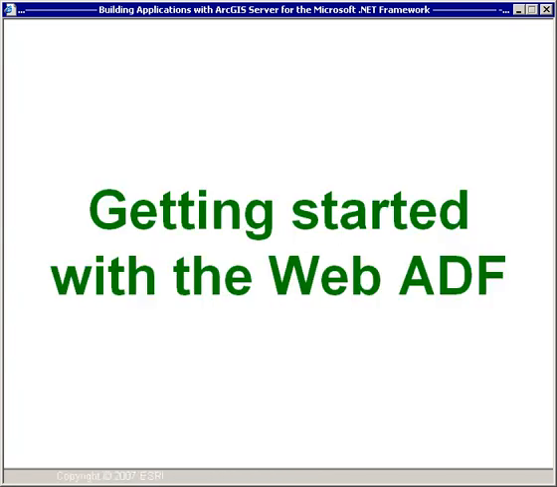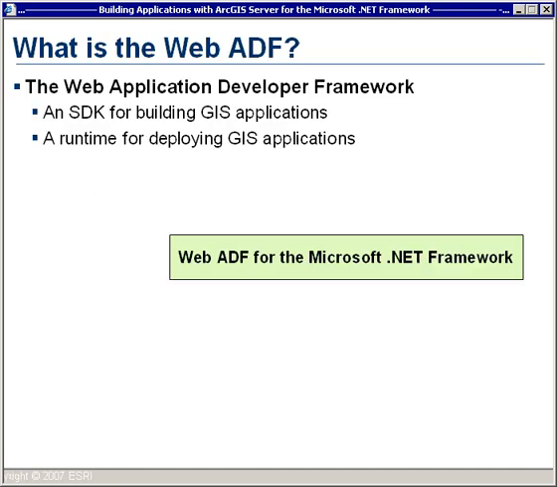So what is this Web ADF? The Web ADF stands for Web Application Developer Framework. It's two things. It's an SDK for building GIS applications, and it's a runtime for deploying those GIS applications. So with the Web ADF, it comes with a set of components that you could use in Visual Studio for building your web app. And then when you're ready to deploy it, you would deploy the Web ADF with your application.